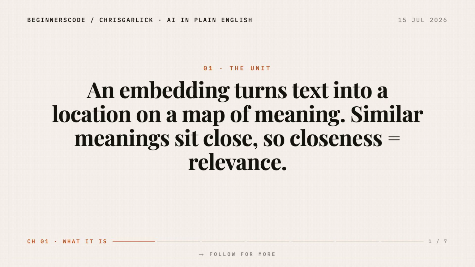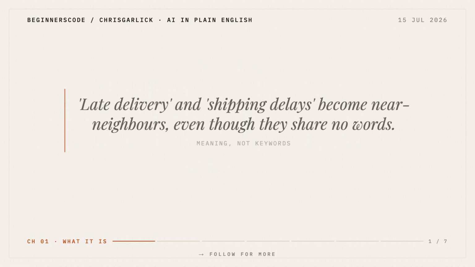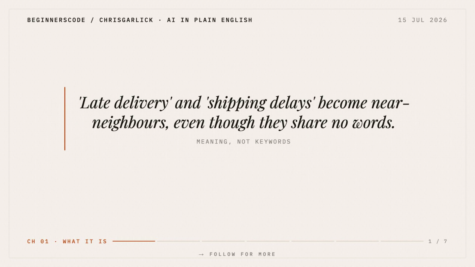Here's the one idea to hold on to. An embedding turns a piece of text into a location, a point on a giant map of meaning. Things that mean similar things get placed close together on that map. "Late delivery" and "shipping delays" end up as near neighbours, even though they share no words. So finding the right document stops being about matching letters, it becomes about finding the nearest point on the map. That's the whole trick. The text goes in, a location comes out, and closeness equals relevance.